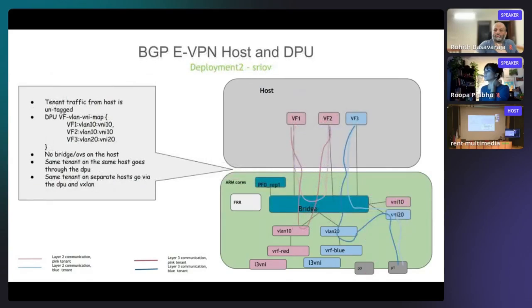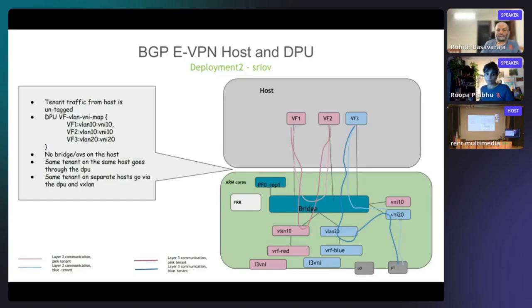And the other implementation, this one is for SR-IOV, where your host and DPU network really extends into the host, providing virtual representors to the host. And the VLAN mapping changes in this type of deployment.